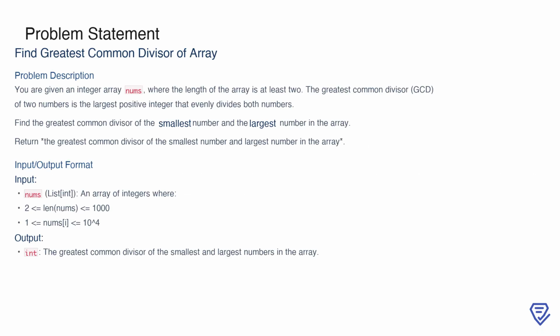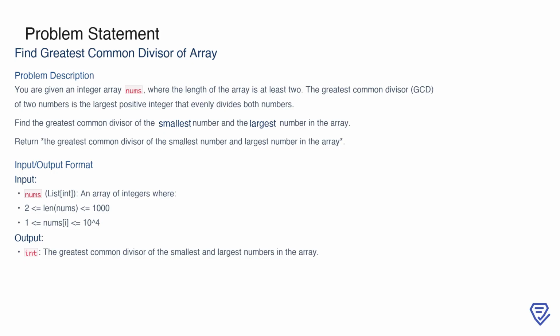In this problem, we are tasked with finding the greatest common divisor, or GCD, of an array of integers. Specifically, we need to determine the GCD of the smallest number and the largest number in the array. The greatest common divisor is defined as the largest positive integer that evenly divides two given numbers without leaving a remainder.